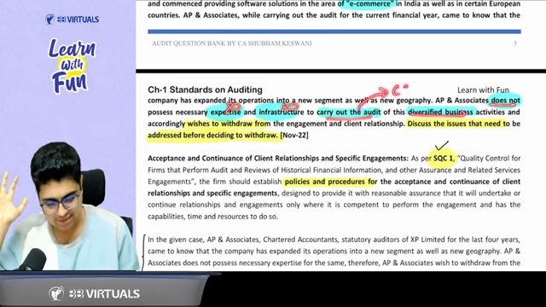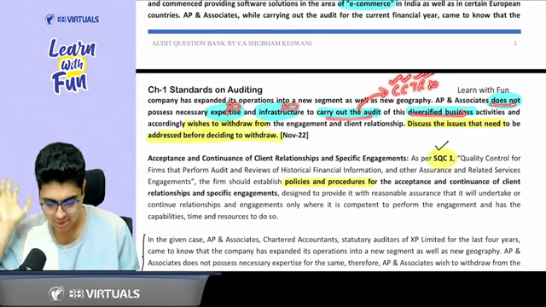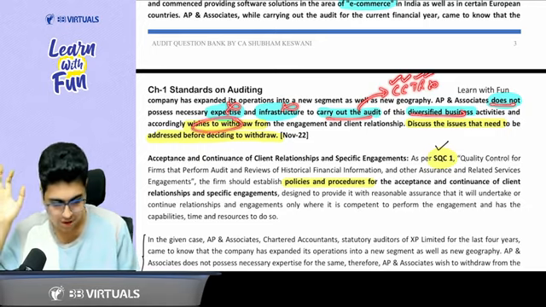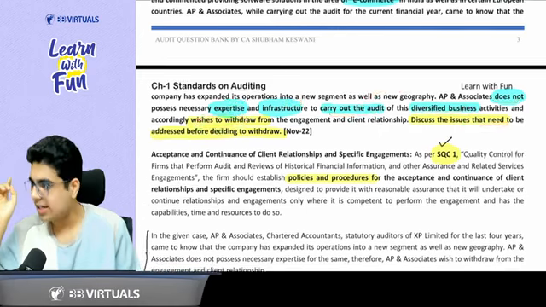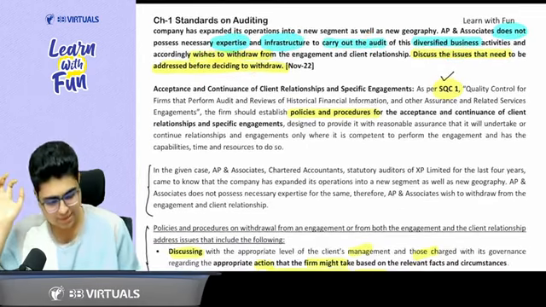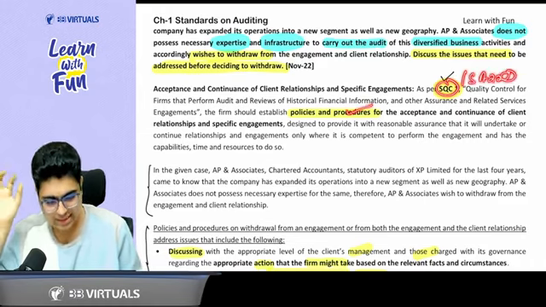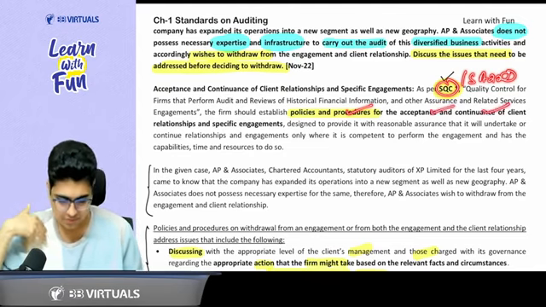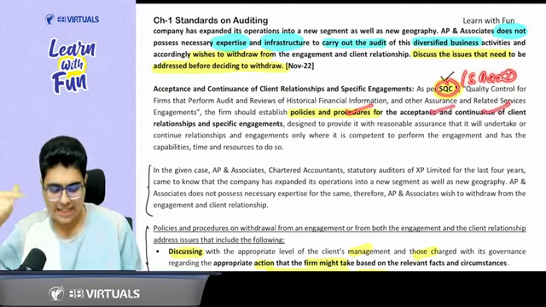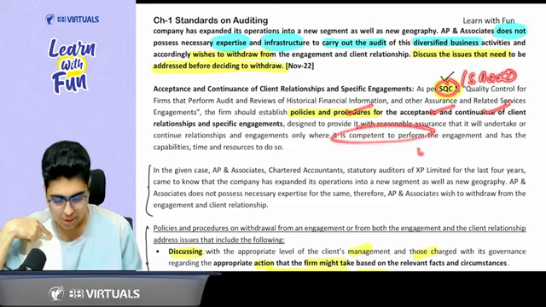Can I say they are not having CCTR? Yes, sir. They are not having the competence, capability, time and resources. And they wish to withdraw. Discuss the issues that need to be addressed before withdrawing. So you just need to write that as per SQC-1. If you want, you can add SA 220 also, no problem. That there are certain policies for acceptance and continuance. And you should accept and continue only when you are competent to do the engagement.